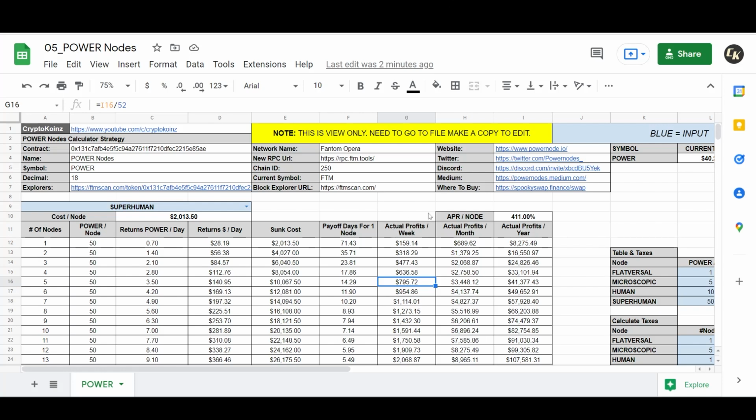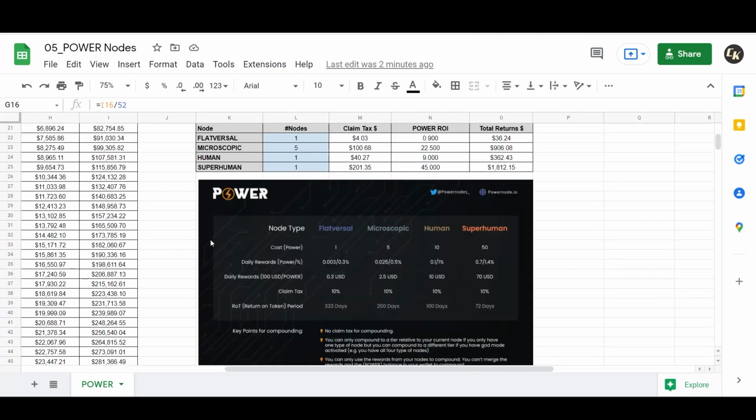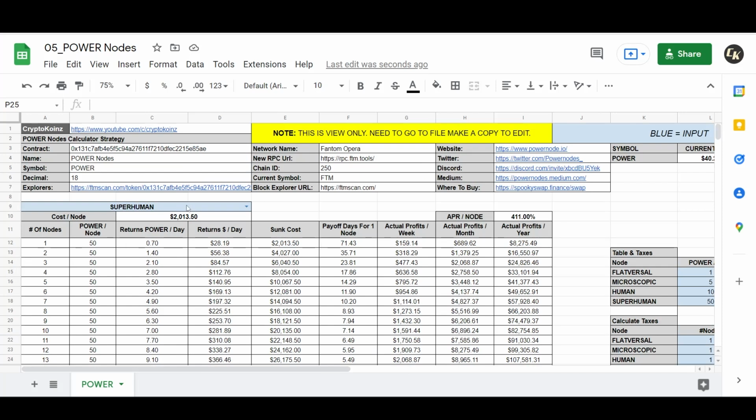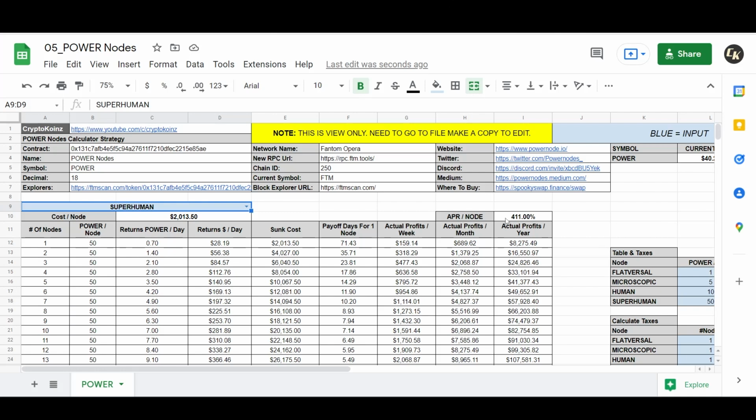So if we go to Superhuman, obviously you get the best rates. And this calculator does not include any tax. This is why I have a separate table here for the tax. You could individually calculate the tax depending on how many nodes you're claiming here. So you could just type it in here and it will give you your results. So Superhuman pays out the most. It's also the most expensive barrier to entry with a 411% return per node per year.